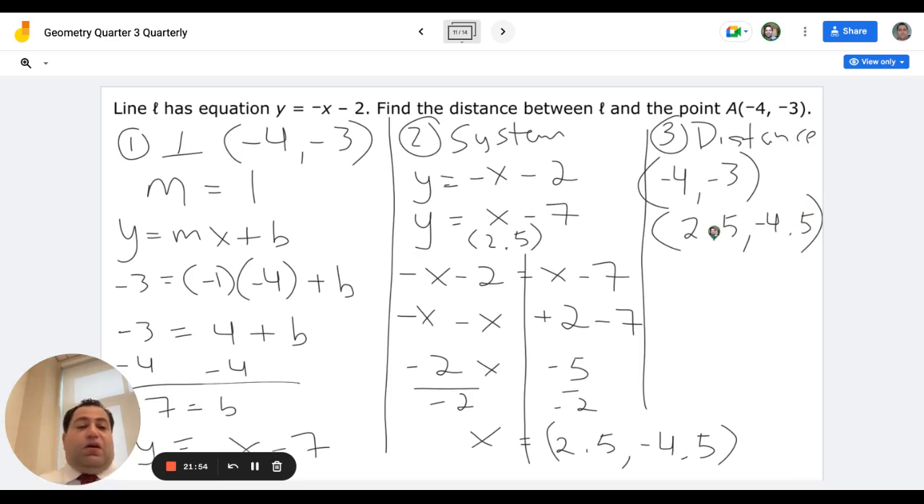All right. So it works the same even when we have decimals here. So we have negative 4 minus 2.5. That's going to be negative 6.5. So again, we can ignore the negatives, and we're just going to take 6.5 squared. And then we're going to do negative 3 minus negative 4.5, and I get 1.5 squared.